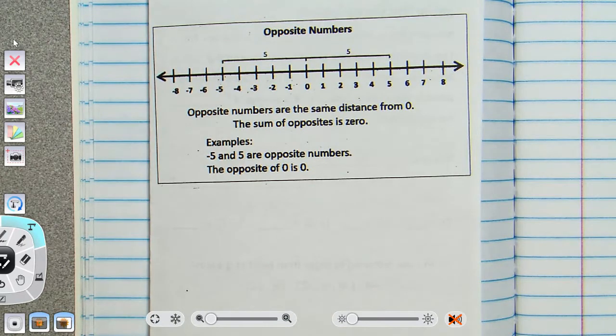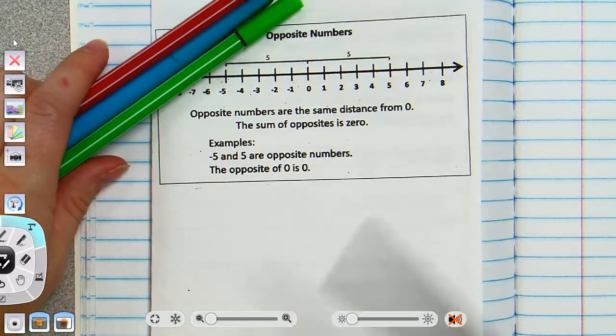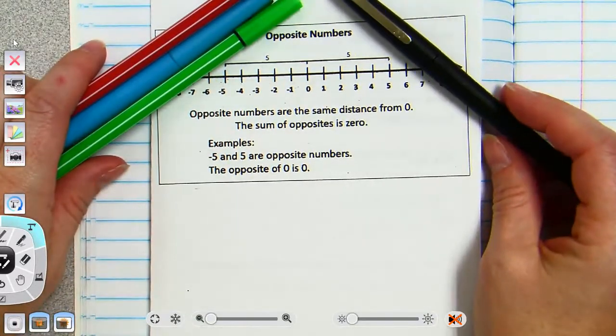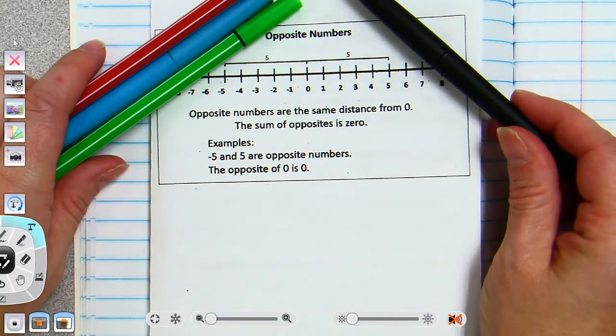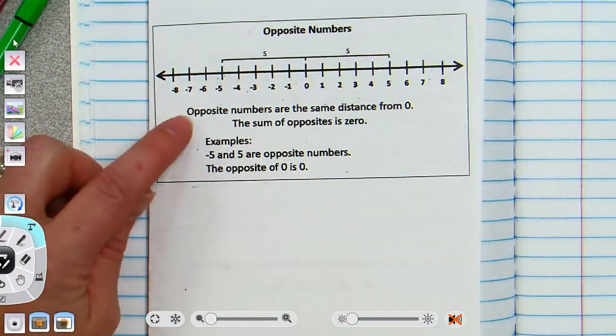I'm also going to choose to use colors today. It's totally up to you. I'm going to be using red, green, and blue. I'm also going to use a regular pencil, or in this case, a black pen, so it shows up better in our notes. I'm actually going to start with the definition.